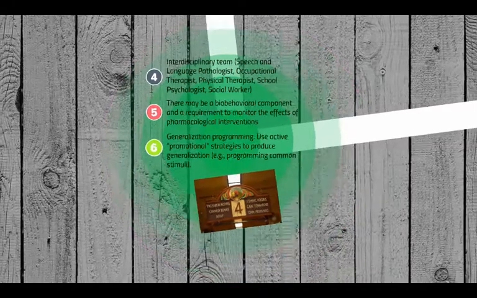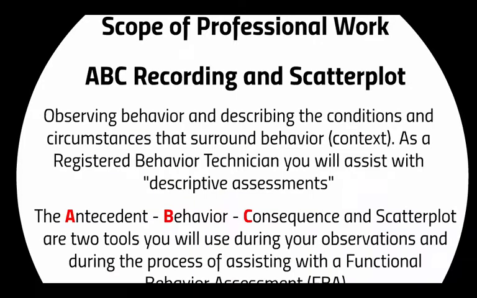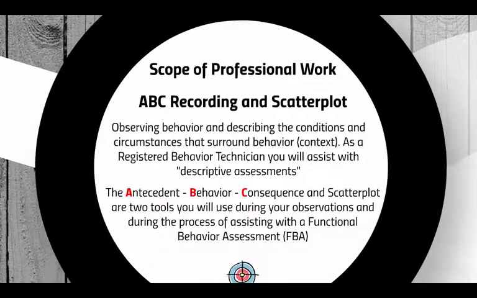So those are the 6 things that are essentially important. With respect to your scope of professional work, you are needed to assist with this entire process of discovering what's going to be effective for an individual with respect to their skill acquisition programs, their behavior intervention plans.